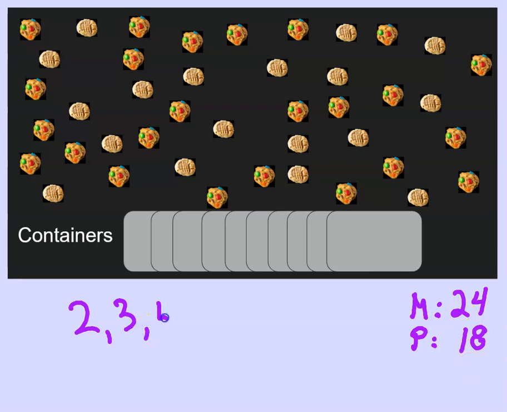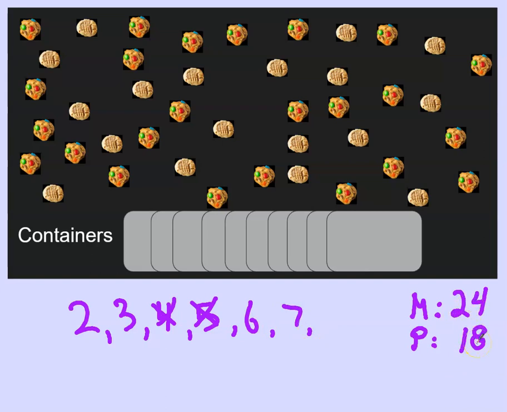How about 4? Well, you can certainly split up the monster cookies into 4 containers. That'd be 6 each, but you can't split up the peanut butter cookies into 4 containers, so we can't do that one. How about 5? Well, no, you can't split up 24 cookies into 5, nor 18, so nope, can't do that one. How about 6? Okay, well, yeah, you could split up 24 cookies into 6 containers. That'd be 4 each, and you could split up 18 peanut butter cookies into 6 containers. That'd be 3 each. So that one works. How about 7? Well, no here and no there.